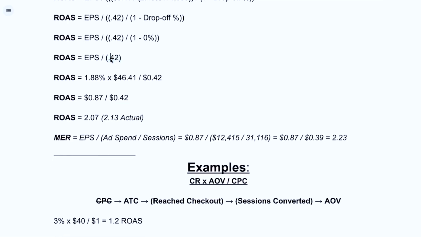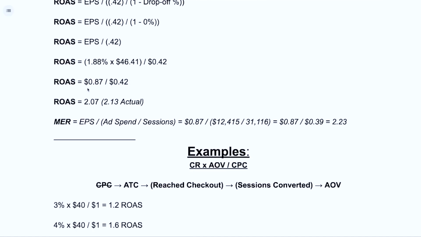So 42 cents is the cost per session. Now we're going to calculate the earnings per session, which is 1.88 times $46.41. So that equals 87 cents earned per session. So for every session that lands on the site, they're making 87 cents.